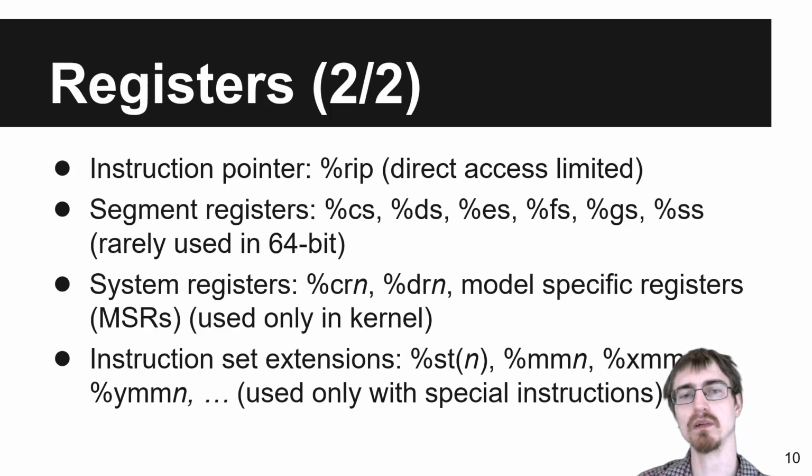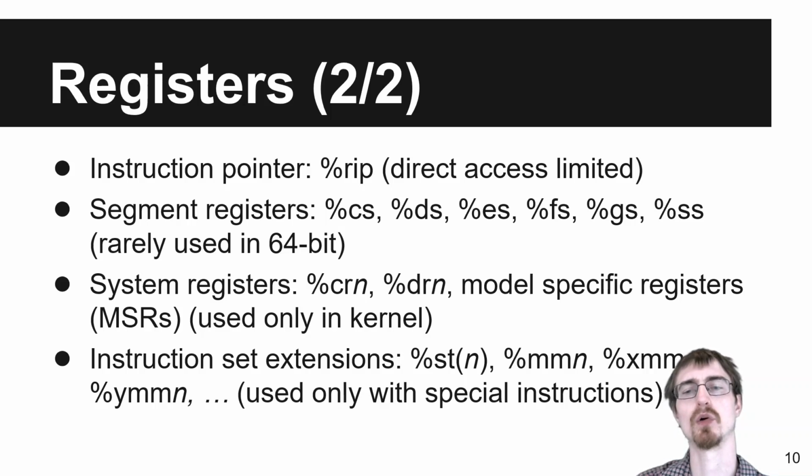Now, there's also a bunch of segment registers, namely the code segment, the data segment, the extra segment, the stack segment, and two extra segments called FS and GS that don't really stand for anything. But these are rarely used in 64-bit systems. So these are mostly legacy, although FS and GS can still be used to some extent. There's also a whole bunch of system registers, so the control registers, the debug registers, and the model-specific registers. However, you're only allowed to use these in the kernel. So these registers are generally not directly accessible outside the kernel.